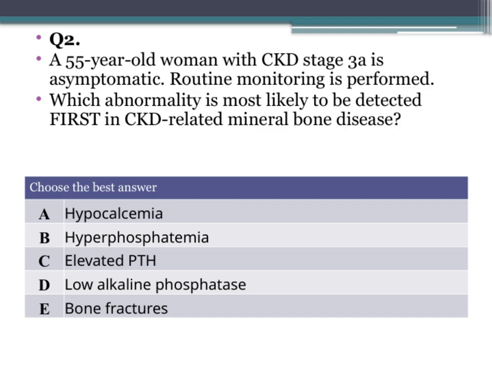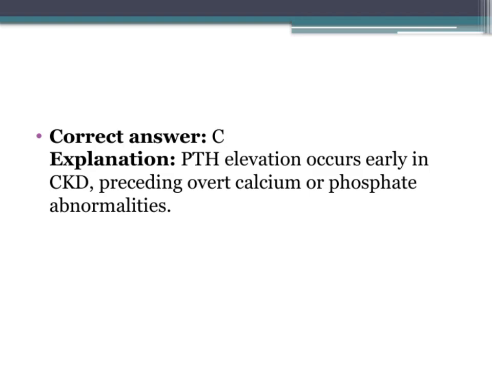This is why, among the options listed, hypocalcemia, hyperphosphatemia, elevated PTH, low alkaline phosphatase, or bone fractures, the most likely first abnormality to appear in this context is an elevation in PTH. It's a compensatory response that happens early in CKD-related mineral bone disease. So, recognizing this early PTH elevation is crucial for proper management and preventing further bone complications. Correct answer, C. Now, let's discuss why that's the right choice.